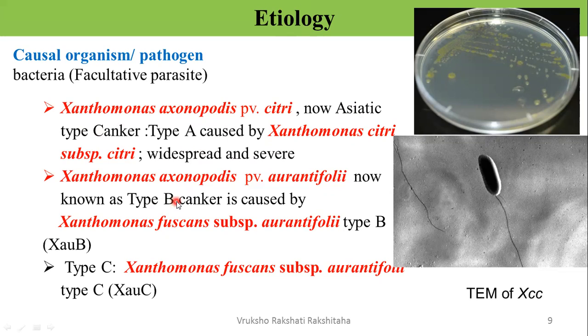Type B type of canker is caused by Xanthomonas oxynoporus pathover orangifoli, also known as Xanthomonas fuscans, subspecies orangifoli. And type C type of canker is also caused by Xanthomonas fuscans, subspecies orangifoli, type C.